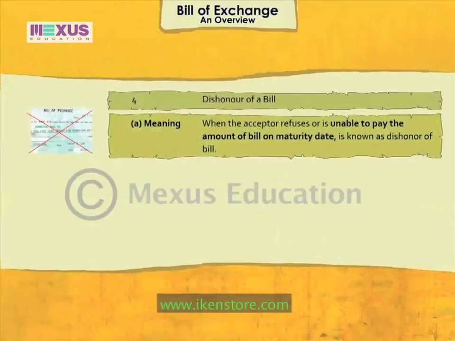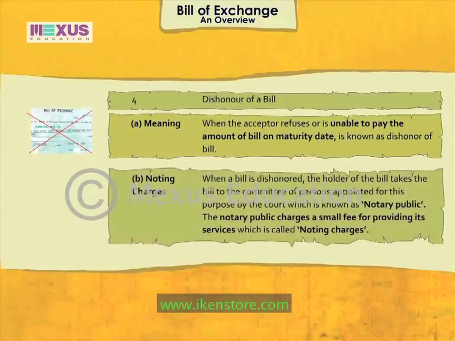4. Dishonor of a bill. Meaning, when the acceptor refuses or is unable to pay the amount of bill on maturity date, it is known as dishonor of bill. Noting charges. When a bill is dishonored, the holder of the bill takes the bill to the committee of persons appointed for this purpose by the court, which is known as notary public. The notary public charges a small fee for providing its services, which is called noting charges.